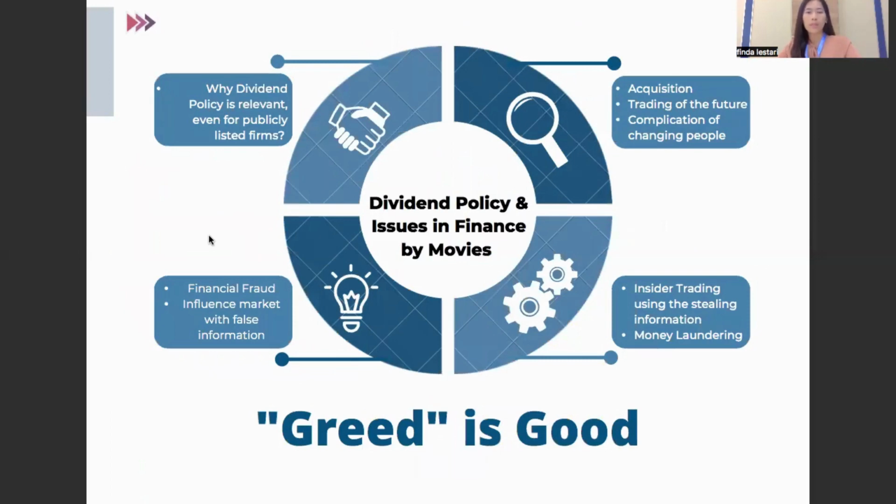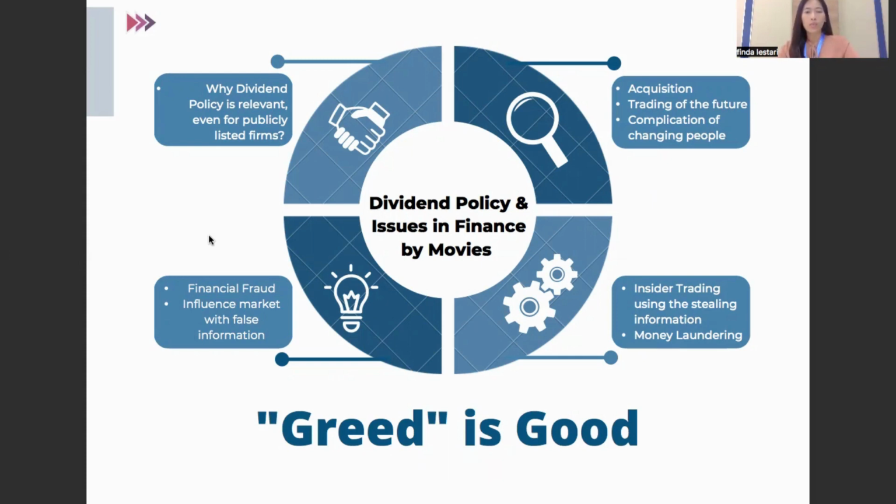The next topic is about dividend policy and issues in finance by movie. We were watching movies and we learned about why dividend policy is relevant, even for publicly listed companies. And we learned about issues in finance by the movies, about acquisition, trading of the future, complication of changing people, and also insider trading using stolen information, money laundering, financial fraud, and influencing the market with false information.